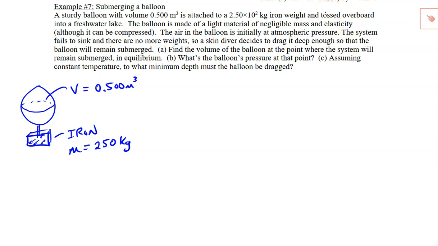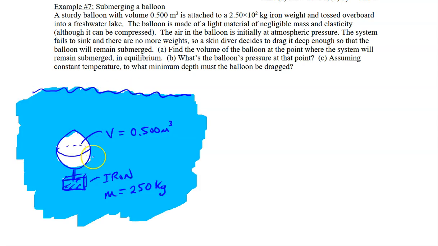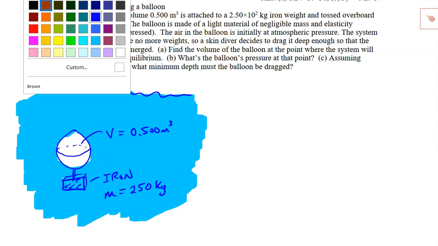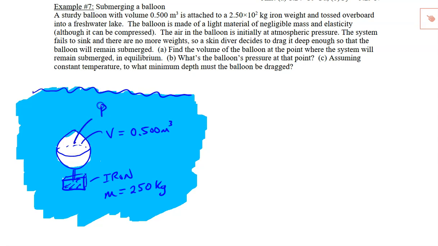So we need to put that all into the water. So it's initially tossed in the water, and we're told that the balloon, here's the balloon in the water, has a pressure of an atmospheric pressure. So I'm just going to say it's 1.01 to the power of 5 pascals. Of course, initially it doesn't move, and so they have a skin diver that drags it down deep enough that it'll just remain submerged. Okay, so find the volume of the balloon at the point where the system will remain submerged in equilibrium.